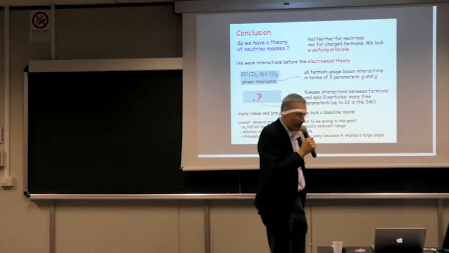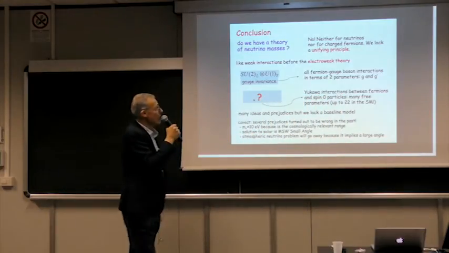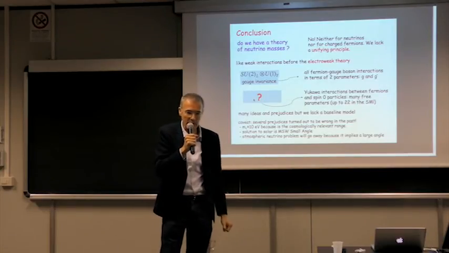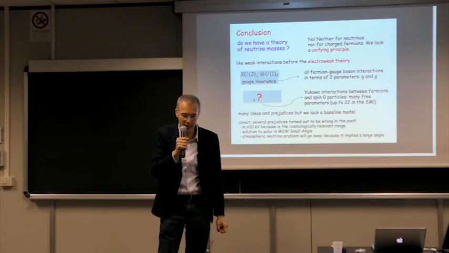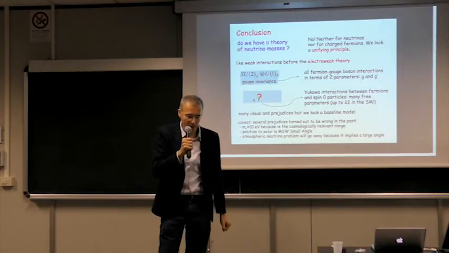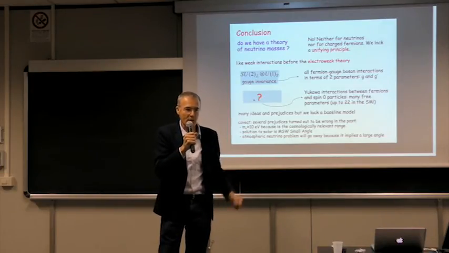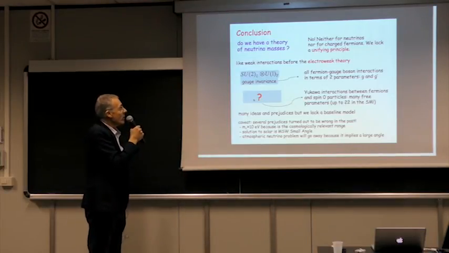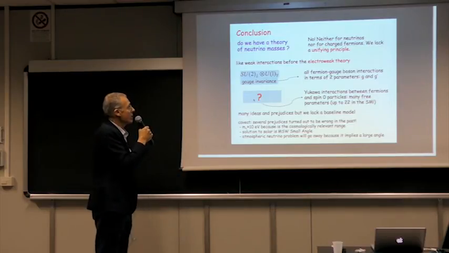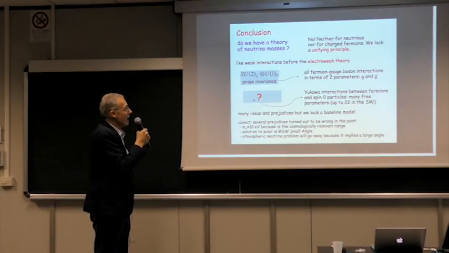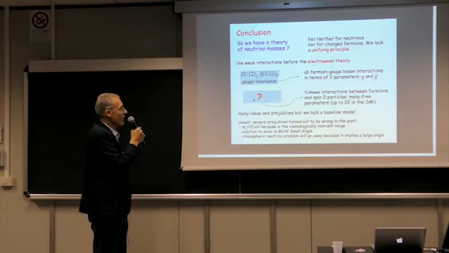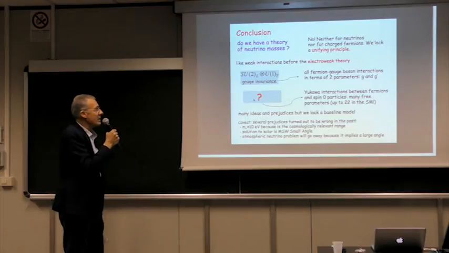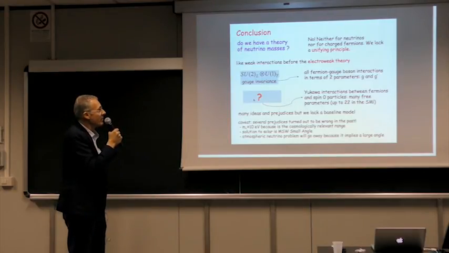So let me conclude. The conclusion is much more in line with the sentence that was written by Guido in the conclusion of the proceeding that was recalled by Fernando in his talk. We do not have a theory of neutrino masses, neither for neutrino nor for charged fermions. And here we are lacking something like a unifying principle.